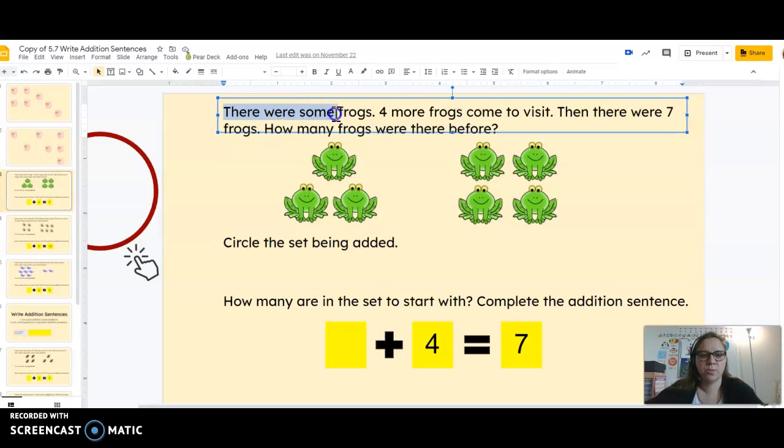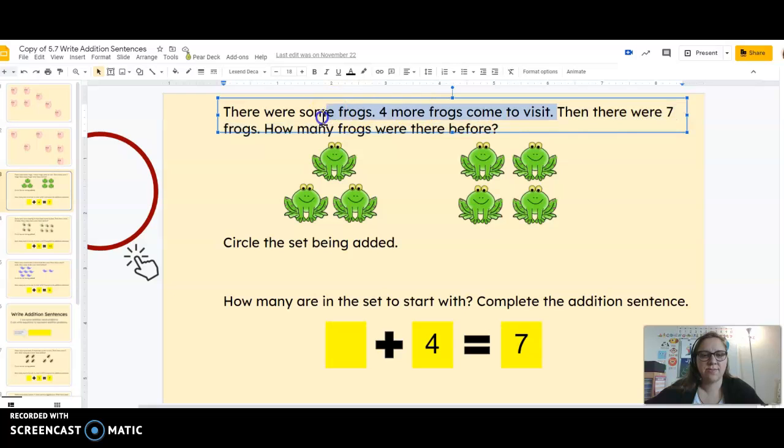First, I know there were some frogs, but I don't know how many. Next, I know 4 more frogs come to visit. So when I look at my picture, I can see 2 sets of frogs. This set has 1, 2, 3 frogs, and this set has 1, 2, 3, 4 frogs. So these must be the frogs that are coming to visit.